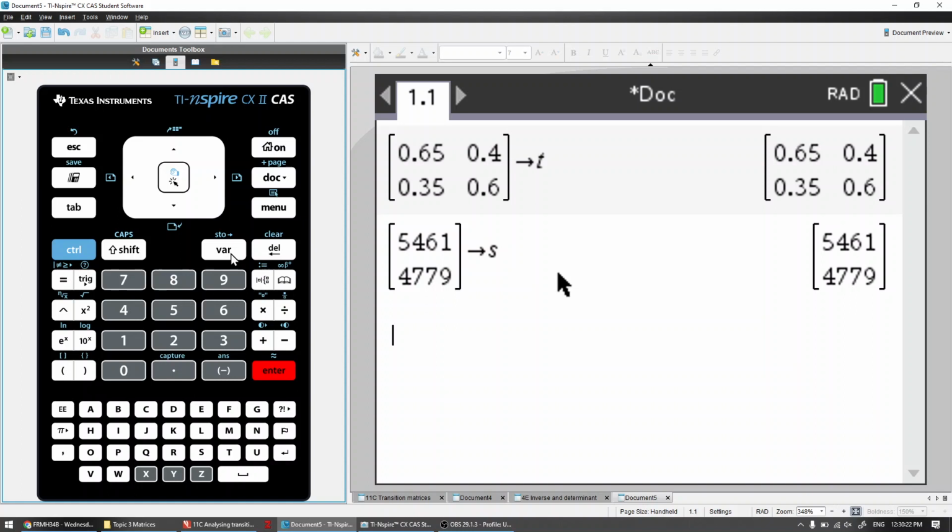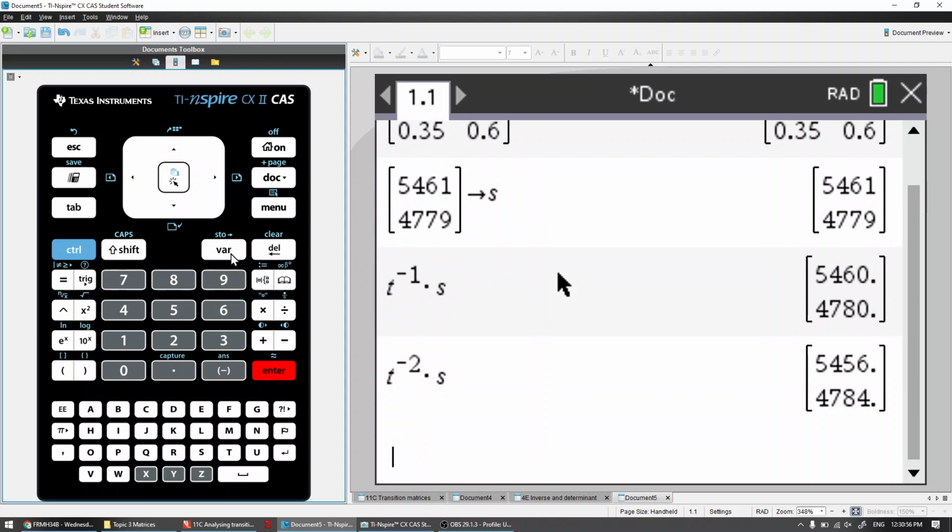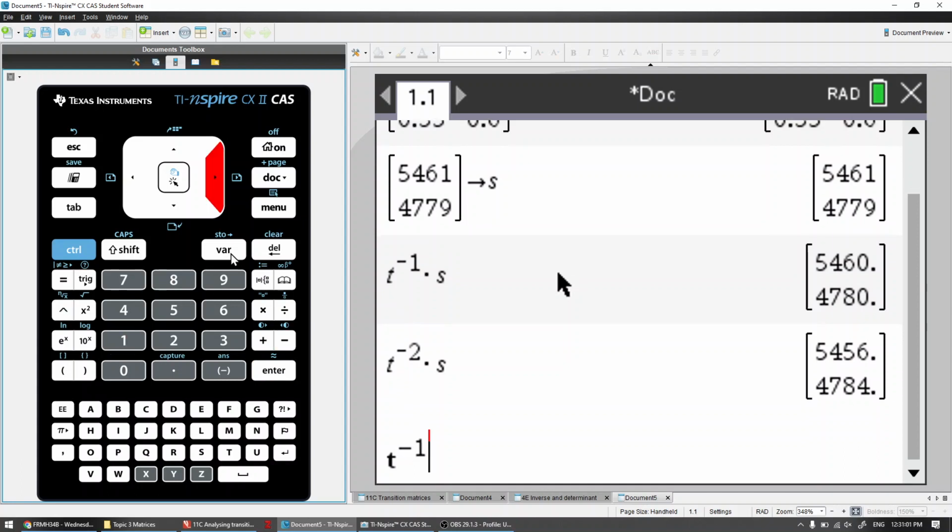Okay. So, by storing the variables, this is going to make our life easier. Now, S in this context actually means S5. So, what you want to do is multiply S by T inverse. That'll give you S4. And you can do it again. You can actually do T to the power of -2. The calculator will recognize that. And that will give you S3.